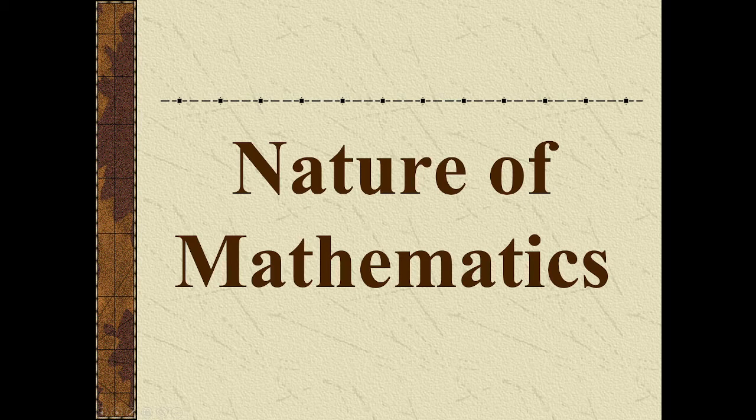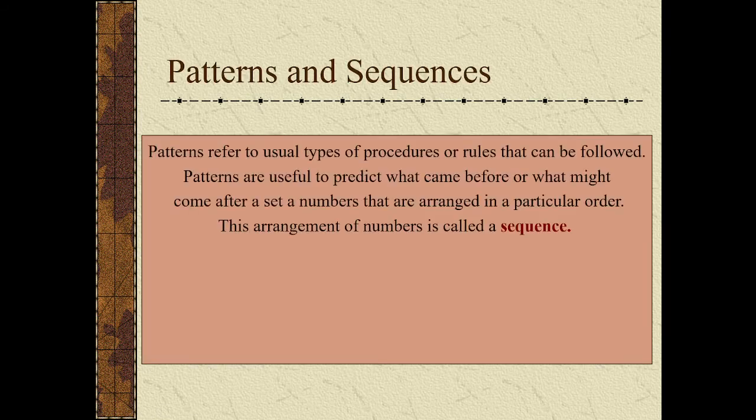About the nature of mathematics: patterns and sequences. Patterns refer to usual types of procedures or rules that can be followed. Patterns are useful to predict what came before or what might come after a set of numbers that are arranged in a particular order. This arrangement of numbers is called a sequence.